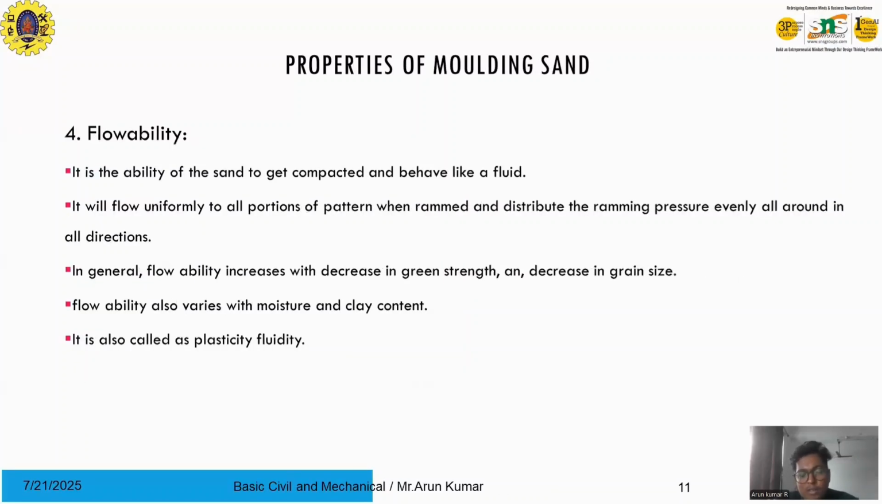The next one is flowability. Flowability is the ability of the sand to behave like a fluid when compacted. It will flow uniformly to all portions of the pattern when rammed and distributed by the ramming presses, evenly in all directions. Generally, flowability increases with decreasing green strength and increasing grain size. It also varies with moisture and clay content. It is also called plasticity or fluidity.